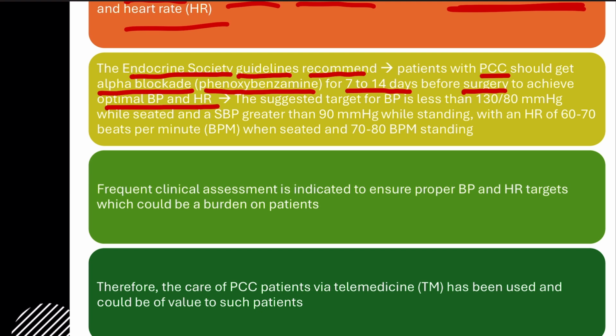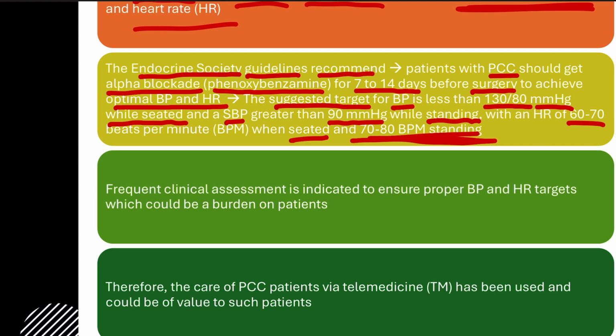And what are the targets? The suggested target for BP is less than 130/80 mmHg when the individual is in sitting position, and SBP should be more than 90 mmHg when standing. The heart rate should be between 60 to 70 beats per minute when seated, and 70 to 80 beats per minute when standing. So these are the Endocrine Society guidelines, which recommend the use of an alpha blocker for 7 to 14 days to achieve proper control over the heart rate and blood pressure before the surgical resection of the pheochromocytoma.